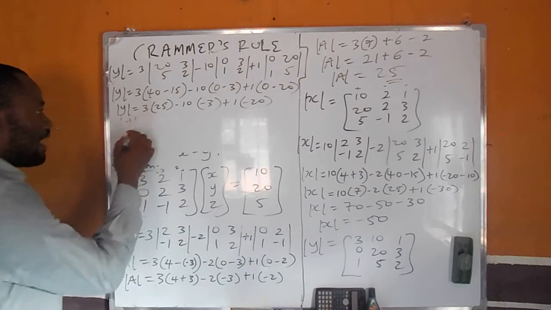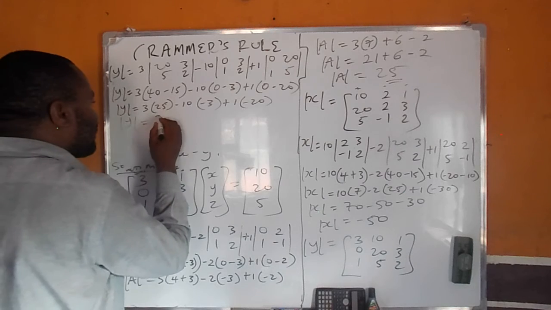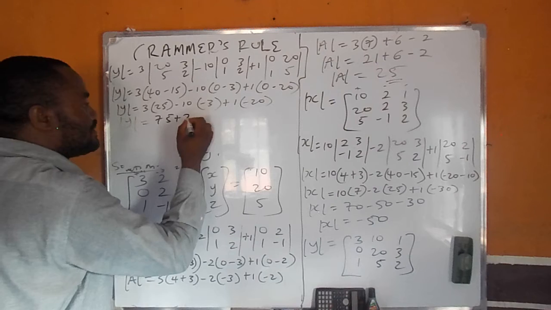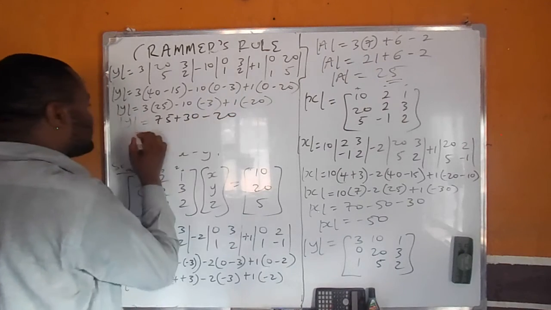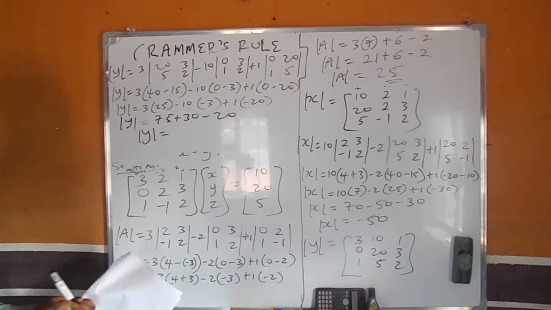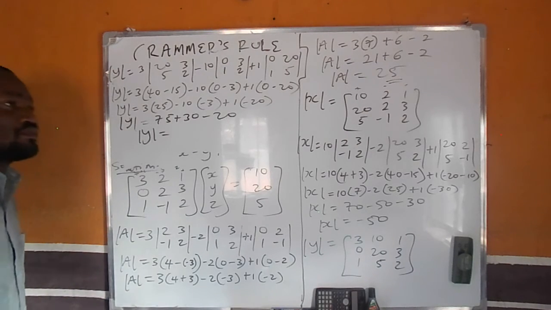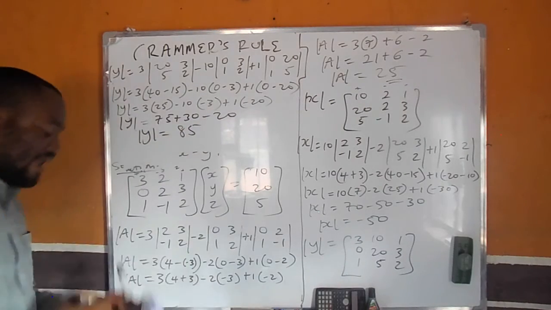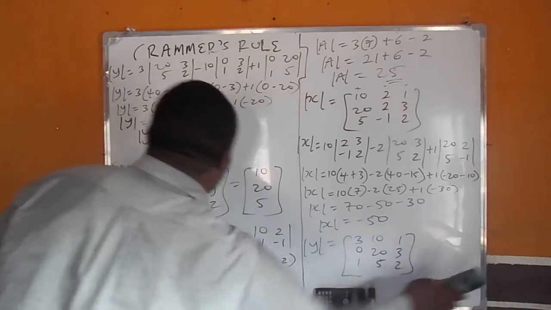Now, determinant of y equals 3 times 25, 75, minus negative times negative plus 10 times 3, 30, plus x minus this one will give us 20. So determinant of y equals 70 plus 30, 105. 105 minus 20 will give us 85. That's our determinant of y. So we now move on to our determinant of z.